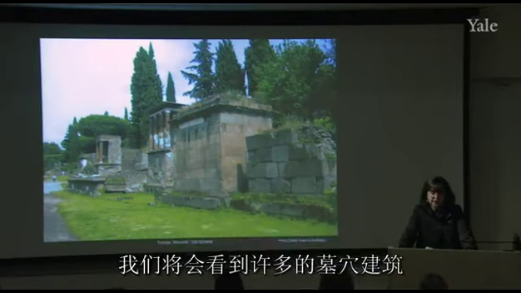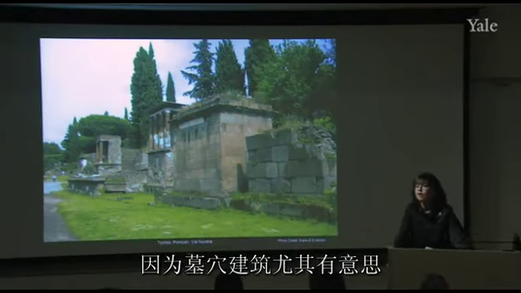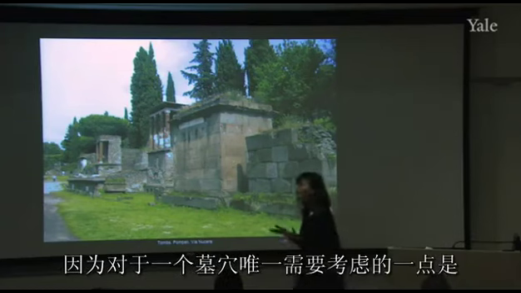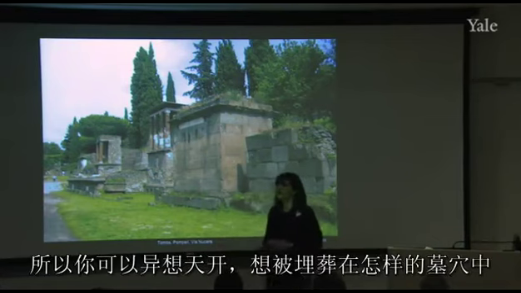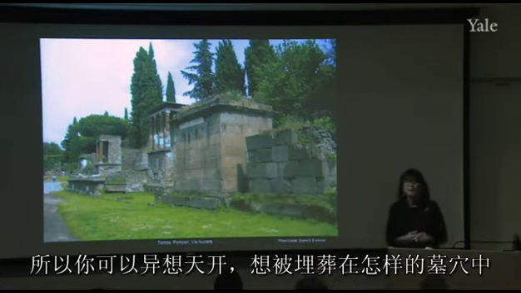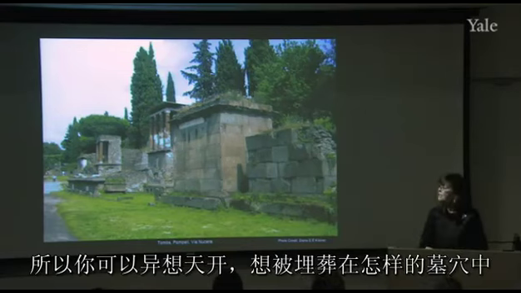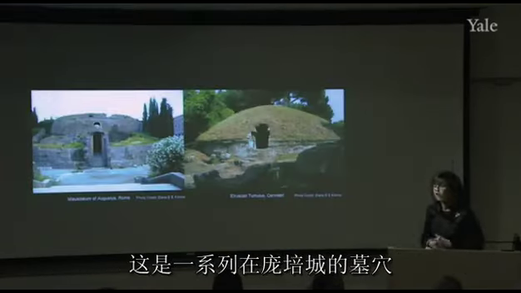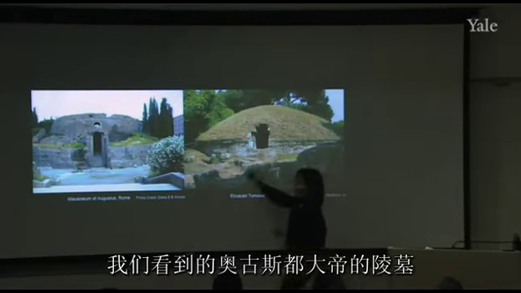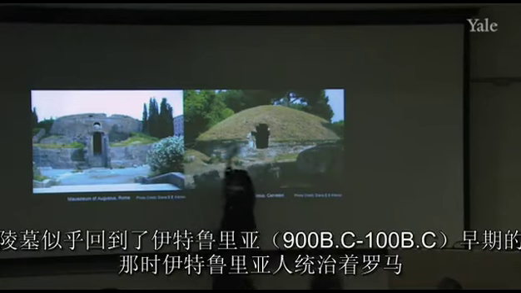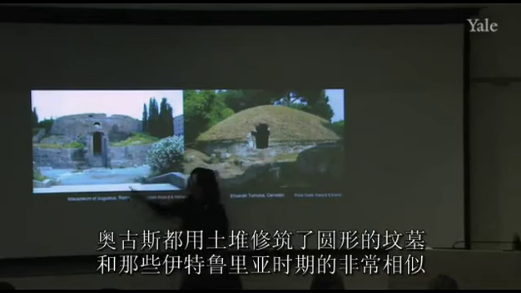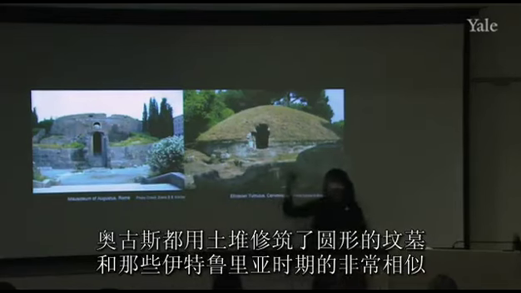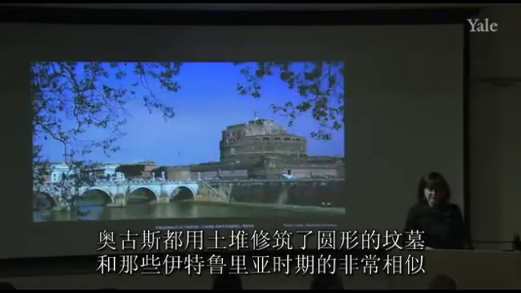We're going to look at tomb architecture. I want to show you this very quickly, but we're going to look at a lot of tomb architecture because it is particularly interesting: the only practical consideration for a tomb is that it had to house the remains of the deceased. That's it. So you could be very whimsical and personal about the kind of tomb you wanted to be buried in. This is a series at Pompeii, but we're going to look at those of the Emperor Augustus, who was buried in a mausoleum that went back to those of the earlier Etruscan kings who ruled Rome before the emperors did, and he built a round tomb with an earthen mound very similar to that of the Etruscans.